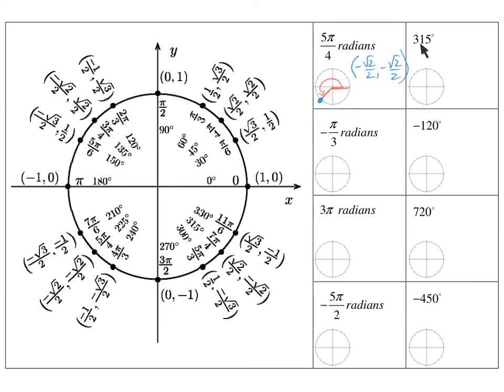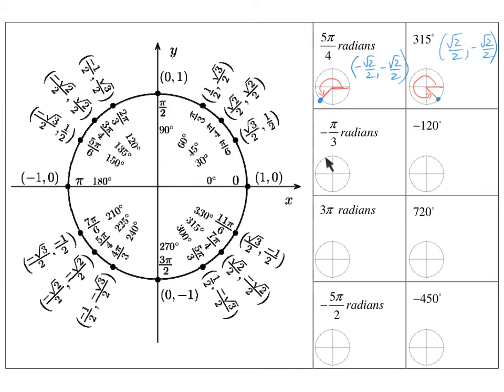So let's try 315. Well, 315 is right there. All right, so let's draw that. 315 is right there. We're wrapping around. So I want this coordinate right there. So what is that coordinate? It's right there. So I'm writing the square root of 2 over 2, comma, negative square root 2 over 2. That is the coordinate of that dot.